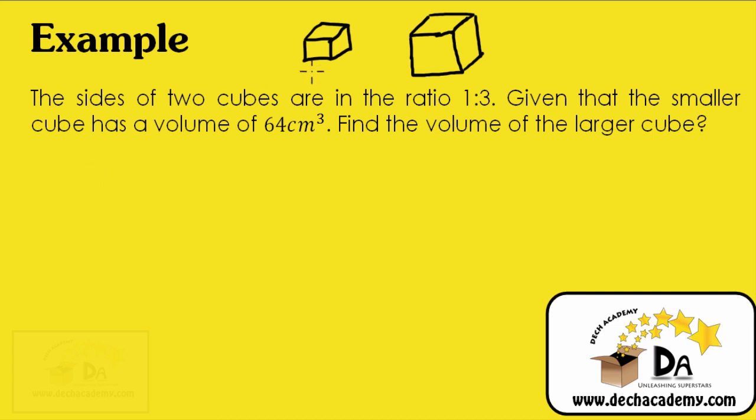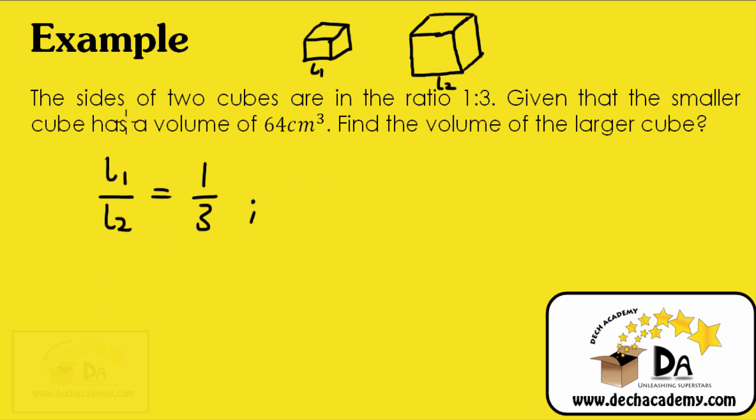We're told that the sides of the cubes are in the ratio 1 to 3, so the length of the side. As you know, for a cube all the sides have the same length. So this just means that L1 divided by L2 is 1 over 3. If this is shape 1, the smaller cube with sides of length L1, and this is cube 2 with sides of length L2, this ratio holds. L1 over L2 is 1 over 3.